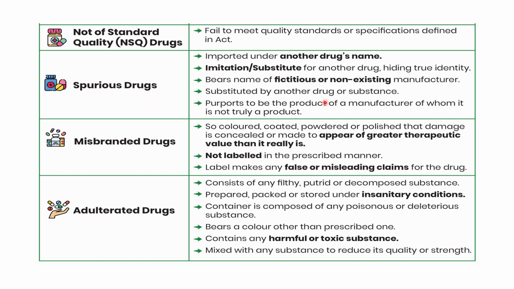So S you can remember as substitution, S from the spurious, S from the substitution. Now, misbranded drug: colored or coated, powder, polish that damage or conceal, made to appear the greater therapeutic value than its actual. What does misbranded mean? It is a misleading drug. We can say M for misleading, M for misbranded. You can remember it is a misleading drug, or they are misleading it.